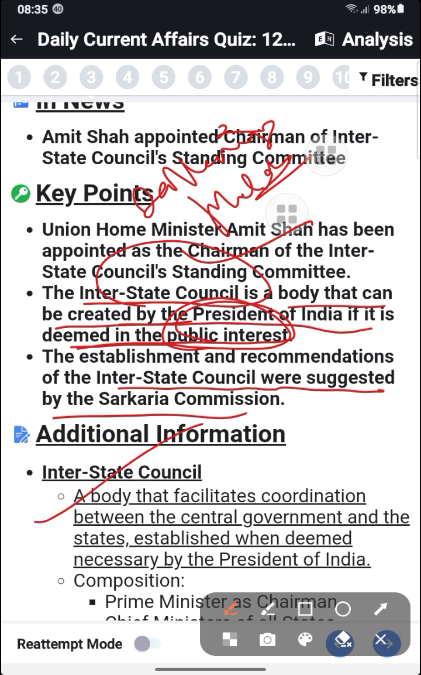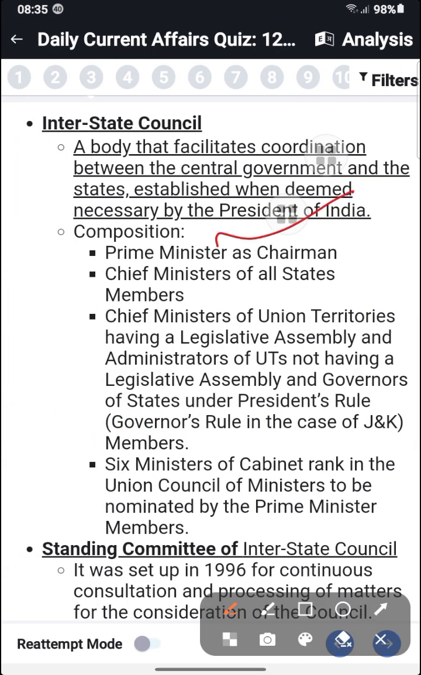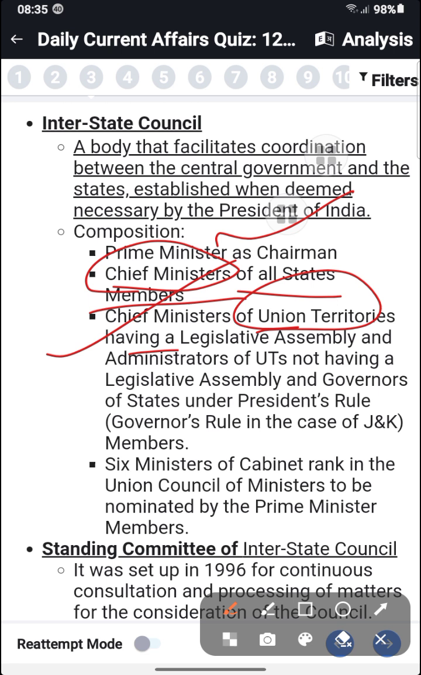It is a body to facilitate coordination between the Centre and the states, established when deemed necessary by the President of India. The Prime Minister is the chairperson, and all the Chief Ministers of the states are members, along with the CMs of Union Territories having a legislative assembly, administrators of Union Territories not having a legislative assembly, and the governors of states under President's rule. Six cabinet rank ministers will be there, nominated by the Prime Minister.